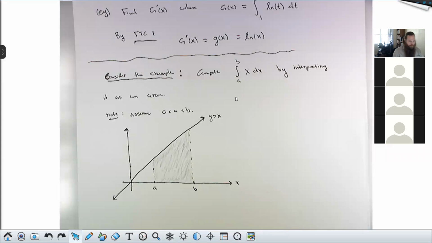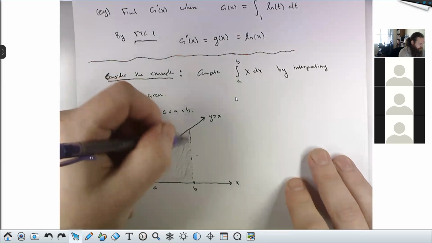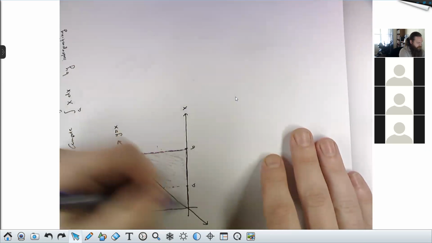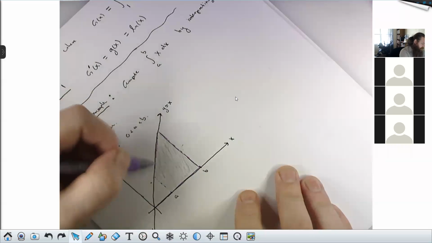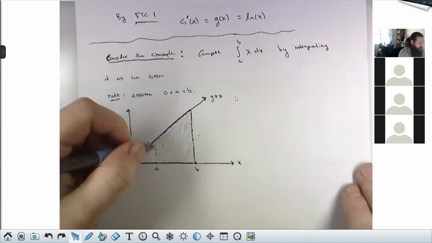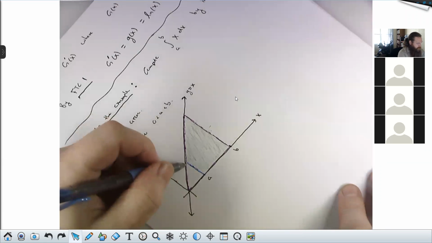There's a handful of ways to cook up this area. We could divide this into a little rectangle and a little triangle like this. But let me show you another way to do it. I can think of this region as being this large purple triangle, coming all the way over here, minus this little blue triangle.